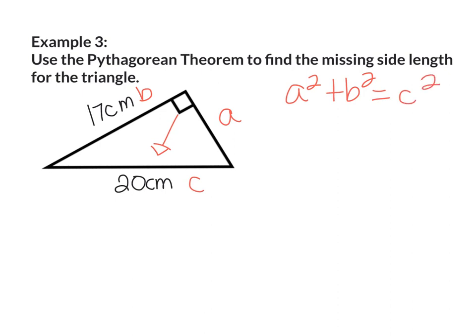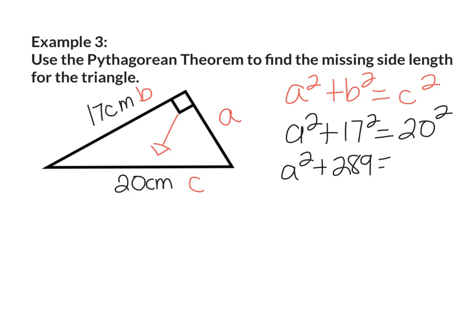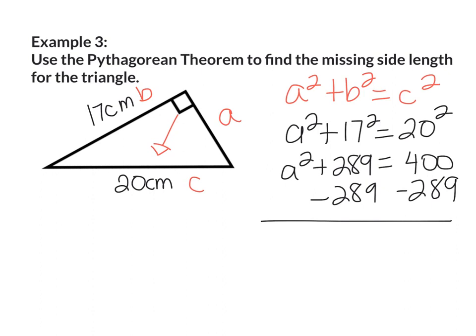Now I'm going to go ahead and plug my numbers in. A squared, I don't know what that is, so I'm going to bring it down. B is 17 squared. C is 20 squared. So I'm going to bring down a squared. 17 squared is 289. 20 squared is 400. I'm going to subtract 289 from both sides. A squared will come down. This will cancel out. 400 minus 289 is 111.